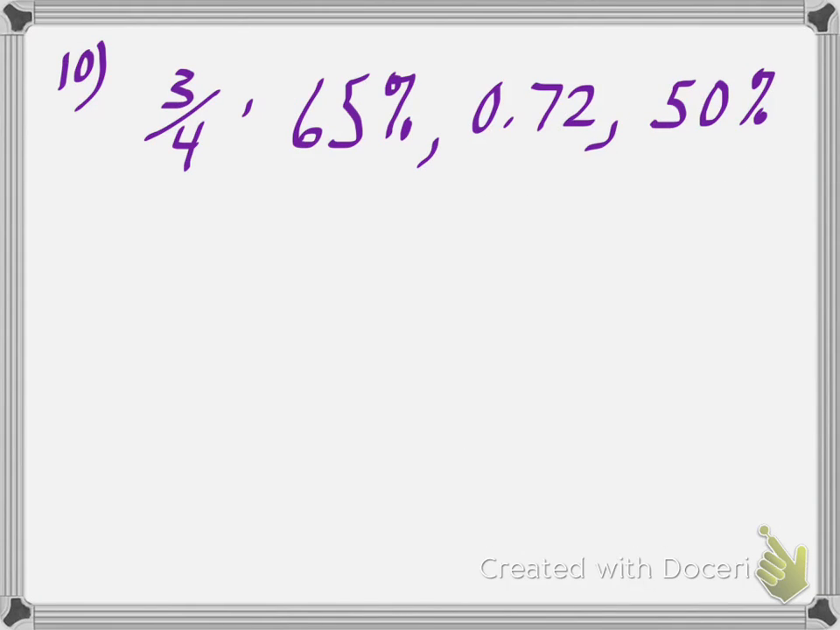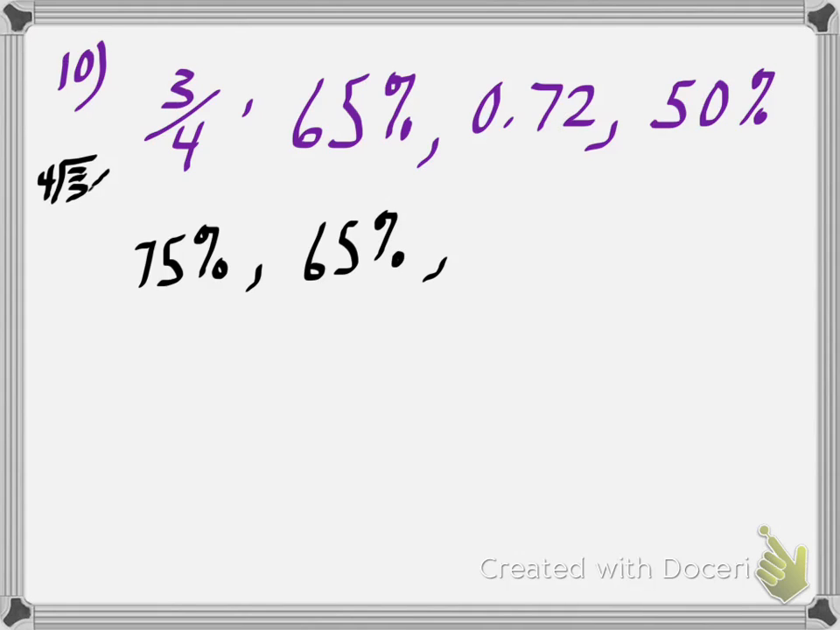A fraction is a division problem, so 3 divided by 4, we're going to end up with 75%. So if we make that into a percent, 65%, this is 72 hundredths, which is 72%. So once again, think of dollars. 72 cents could be written with the dollar sign that way, and it could also be written 72 cents, just like percent. So then we have 50%.